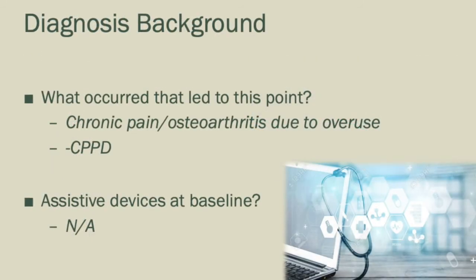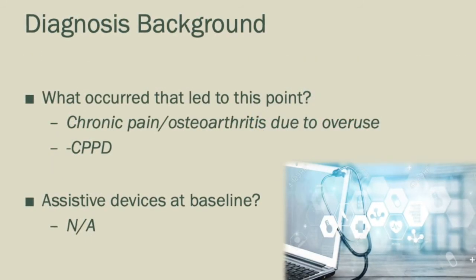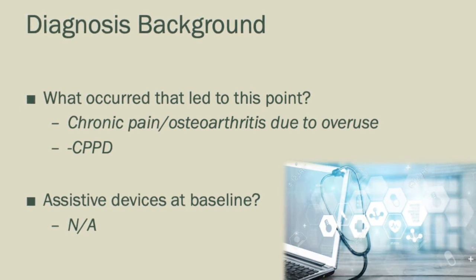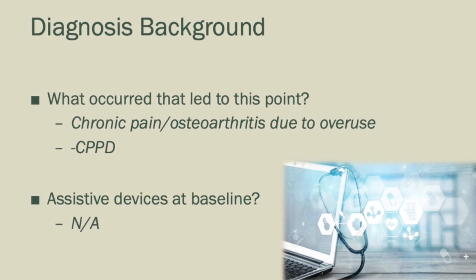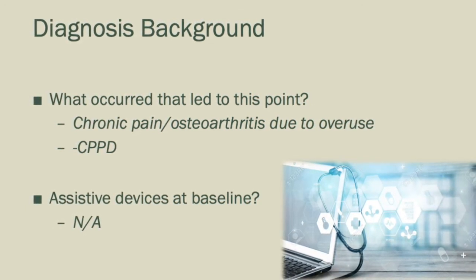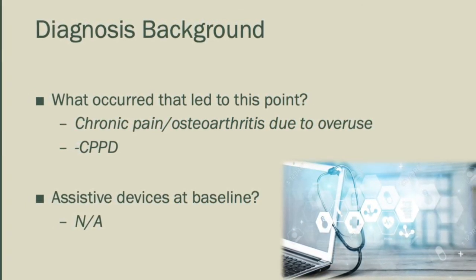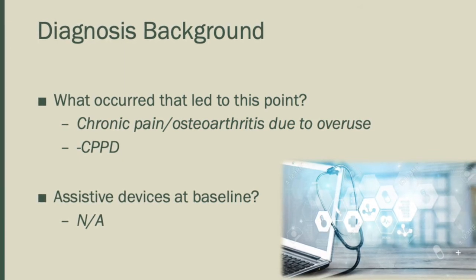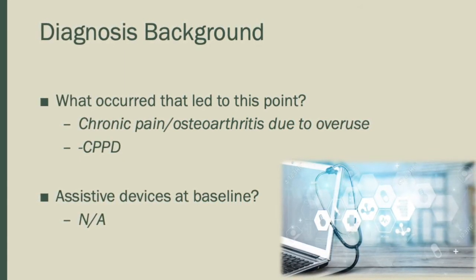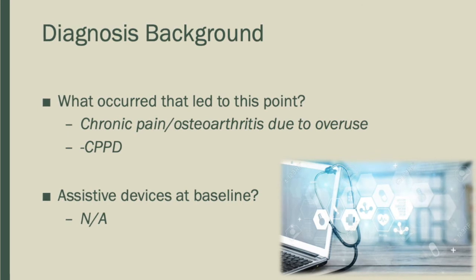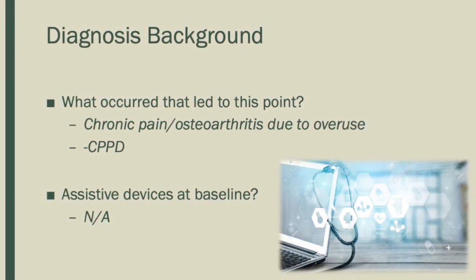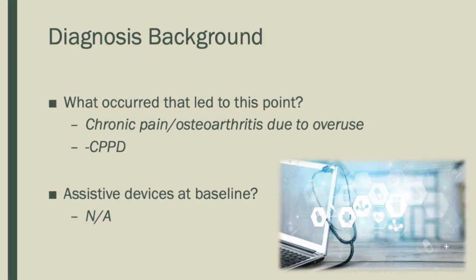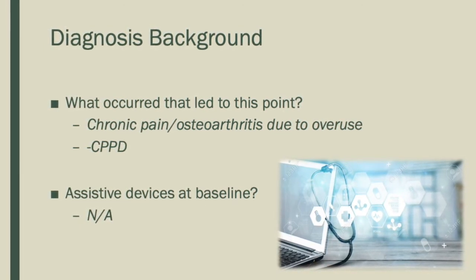So what happened that led to this point? Similar to any other patient needing a total joint replacement, this patient had severe debilitating osteoarthritis in his left knee, which caused him chronic pain that could no longer be treated by conservative measures. As I mentioned previously, this patient was also diagnosed with CPPD. This condition can lead to severe painful attacks and chronic pain and inflammation, which accelerated his osteoarthritis.